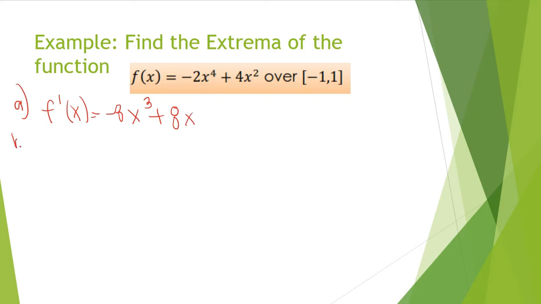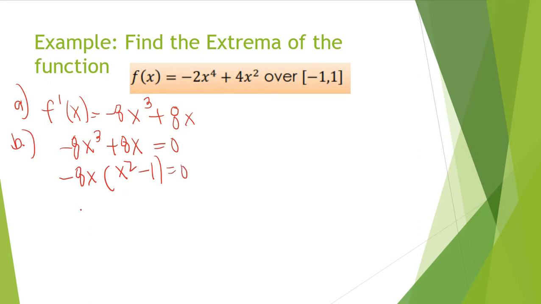For the second step, or letter B, we equate it to 0. So negative 8x to the third plus 8x is equal to 0. And then we solve for the value of x. Meron itong common factor, which is negative 8x. And then we can further factor this one out.